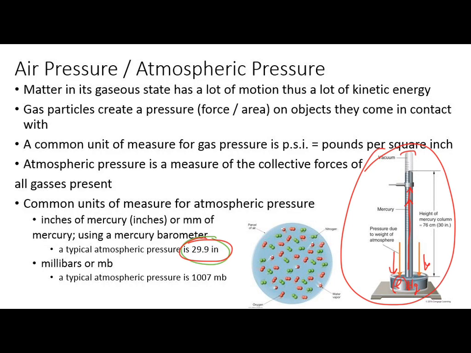But usually more than that, when we look at weather maps, they have used maybe a different type of device, and they report pressure in terms of MB, which stands for millibars. That's how meteorologists usually report pressure.